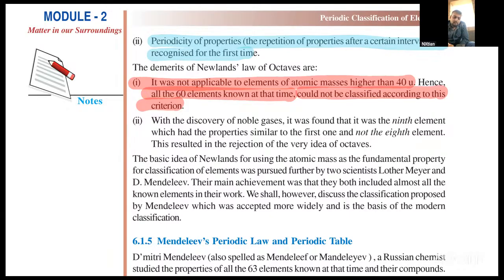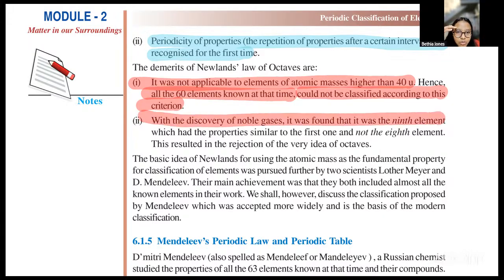Next, read this. 2. With the discovery of noble gases, it was found that it was the ninth element which had the properties similar to the first one and not the eighth element. This resulted in the rejection of the very idea of octaves.